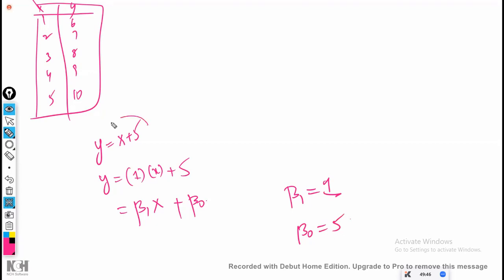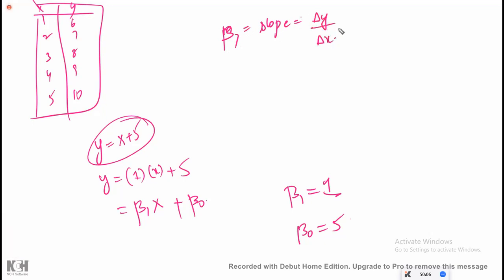So in this equation, beta 1 is equal to 1, beta naught is equal to 5. Now what is the meaning of beta 1? Beta 1 is the slope. What is meant by slope, guys? Slope is nothing but change in y divided by change in x, that is y2 minus y1 divided by x2 minus x1. That is called the slope.